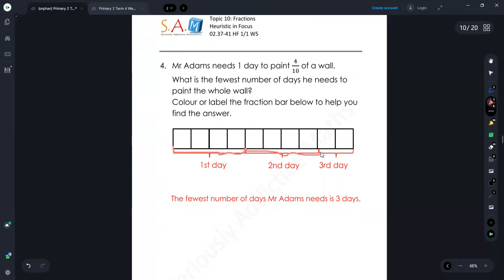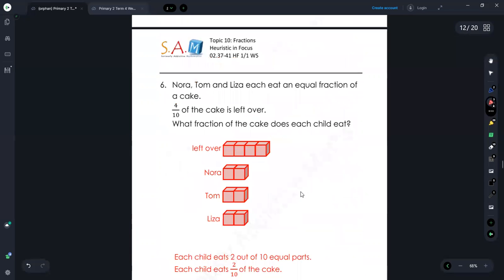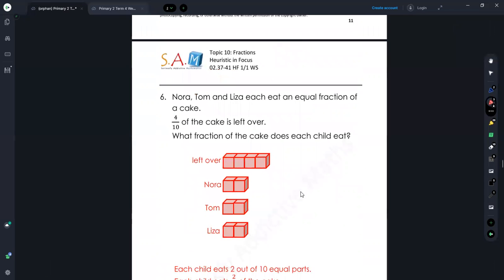So the next one will be the second day. And then here, because there's no such thing as half a day, the question is what's the fewest number of days? So they cannot say half a day. So the third day, you have to explain that even though Mr. Adam can paint 4 out of 10, there's only 2 out of 10 left, but he's still considered as requiring the third day. So in total, it'll be 3 days. So this question, you need to help the student with understanding it. Some of the questions here are quite easy.